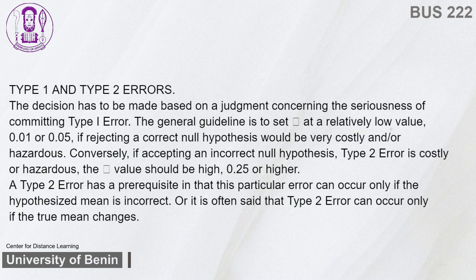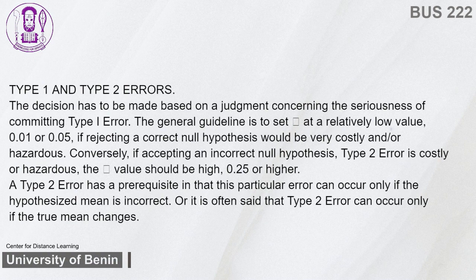Type 1 and Type 2 errors. The decision has to be made based on a judgment concerning the seriousness of committing a type 1 error. The general guideline is to set alpha at a relatively low value, 0.01 or 0.05, if rejecting a correct null hypothesis would be very costly and/or hazardous. Conversely, if accepting an incorrect null hypothesis, a type 2 error, is costly or hazardous, the value should be high, 0.25 or higher. A type 2 error has a prerequisite in that this particular error can occur only if the hypothesized mean is incorrect. Or it is often said that a type 2 error can occur only if the true mean changes.